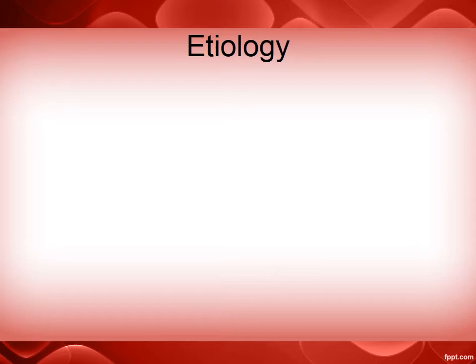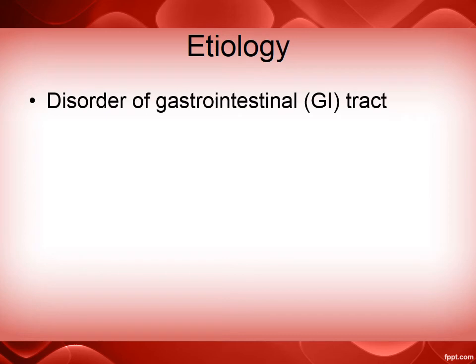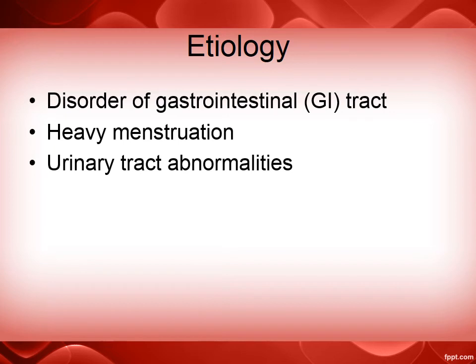Etiology. Chronic blood loss is frequently associated with disorders of the gastrointestinal tract. Although chronic blood loss may be related to heavy menstruation in women or urinary tract abnormalities, in chronic anemias, blood loss of small amount occurs over an extended period, usually months. Chronic and continuous loss of small volumes of blood does not disrupt blood volume.